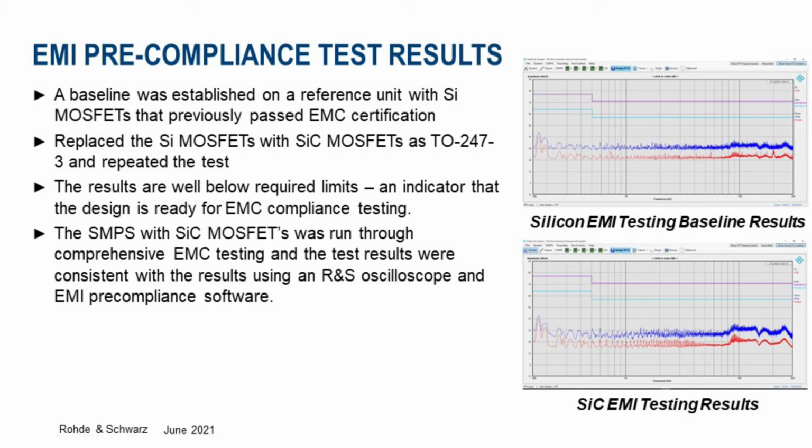Replacing the silicon MOSFETs with silicon carbide MOSFETs in TO247-3 packages, and utilizing sound mitigation techniques, the testing was repeated. The results once again show that they are well below required limits. This is an excellent indicator that the design is ready for EMC compliance testing. Later, the design was run through comprehensive EMC testing, and the results were similar to what was discovered using an R&S oscilloscope and the debugging software.